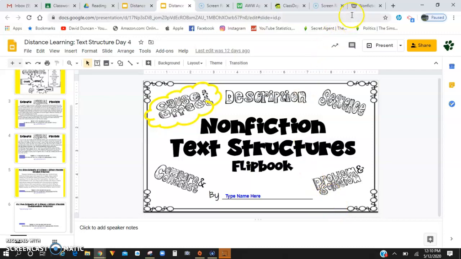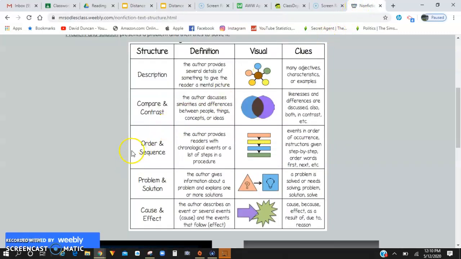I'm going to go over, though, and show you guys the cause and effect section on our anchor chart. Cause and effect is when the author describes an event or several events, and then the effect that follows that event. So, for example, think of this arrow as me studying really hard every single night, 3 hours a night for my math test. When I take the math test, I ace it. I do awesome. So the cause is the studying. The effect of all that studying is acing the math test.